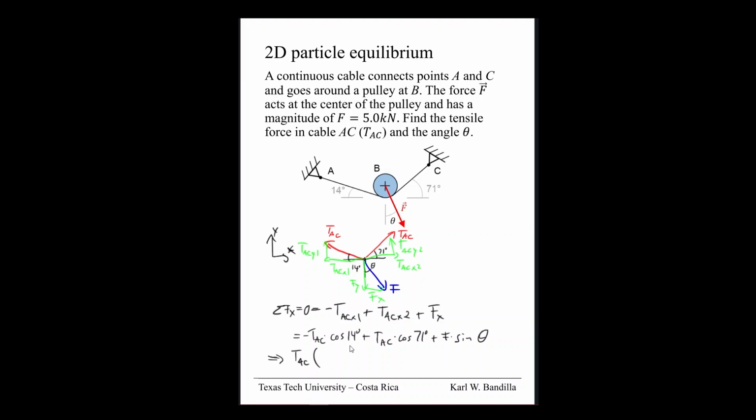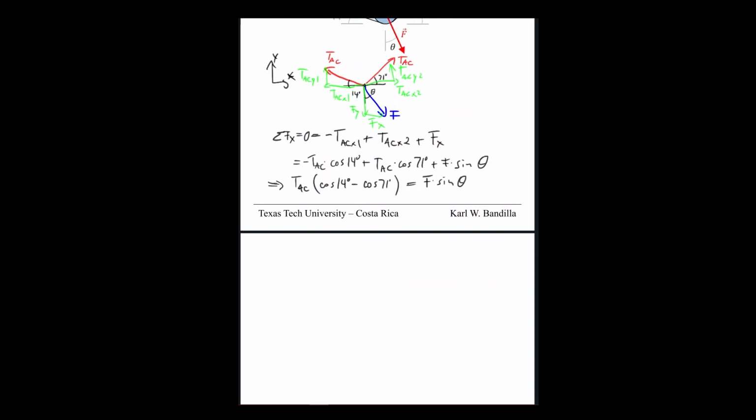TAC times cosine 71 degrees. Oh, let's do it the other way. Let's flip it around so we can get rid of that negative sign. Let's move the two TACs to the other side, so that would be positive then. So it would be TAC times cosine of 14 degrees minus TAC times cosine of 71 degrees, and then we leave F on that side, so it's equal to F times sine theta. All right, that would be our equilibrium equation in the x direction.